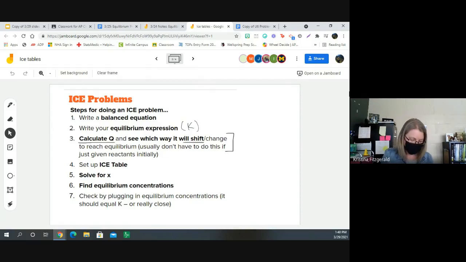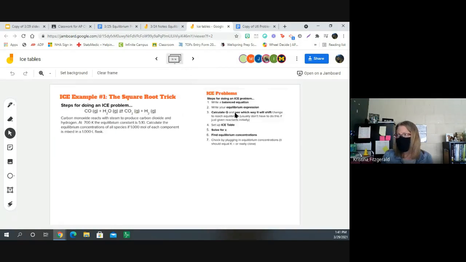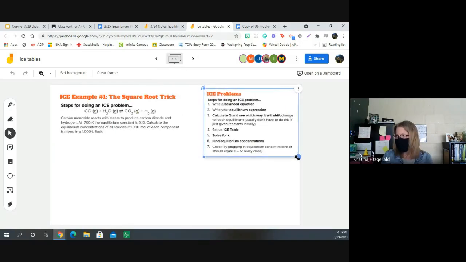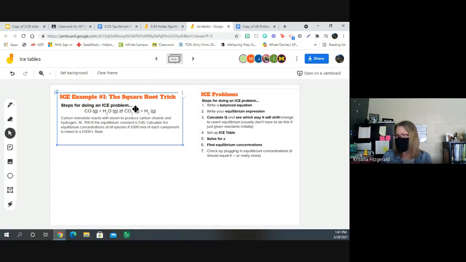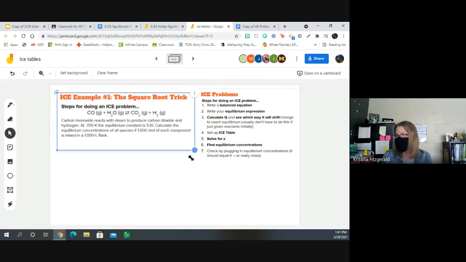So an ICE table, I'm going to show you how to do that. It's basically your reaction in various steps. And then we're going to have to solve for some sort of unknown. Once we have our unknown, we'll find various concentrations of each of our items in our reaction. So that's kind of our process. And I've got the steps here again on each of my slides, so these are the same. If you don't have all these written down yet, they are here.